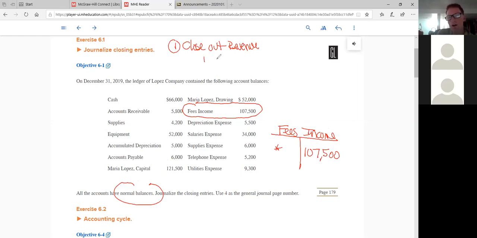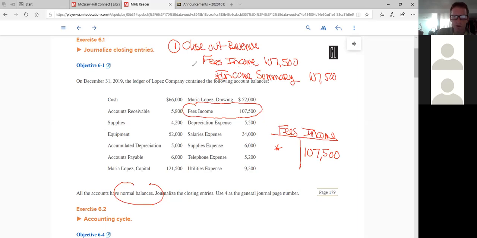I'm going to write it out first, and then I'm going to go back and forth between the journal page, the answer sheet, and each entry. But let me just, since I got this up, write it out first, and then we'll go to the actual entry, in case you can't read my writing. But what we would do is we would debit fees income for 107.5, and then I'm going to follow the textbook approach on this one. We would credit a new account called income summary for the same amount. Now keep in mind, income summary is a temporary account that's just going to be used in the closing process. It does not show up on a financial statement. We're just using it to close out entries. So in fact, it's going to get closed out as well.